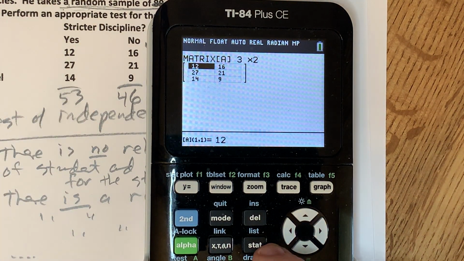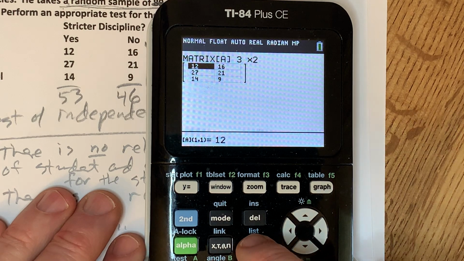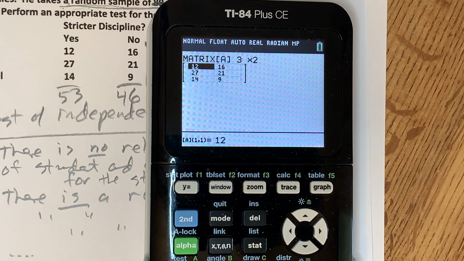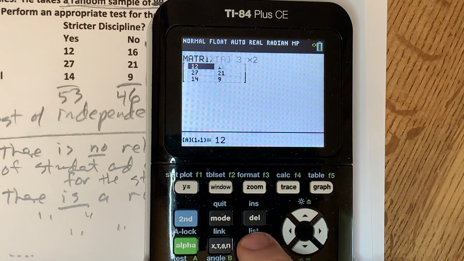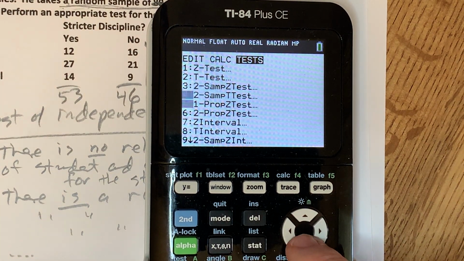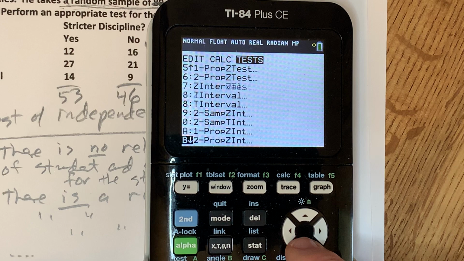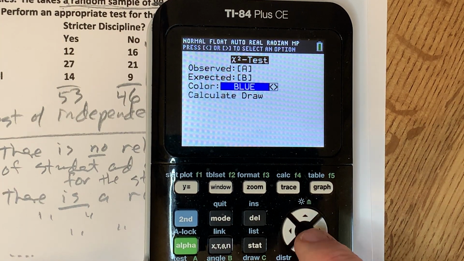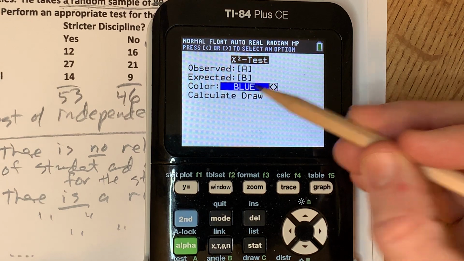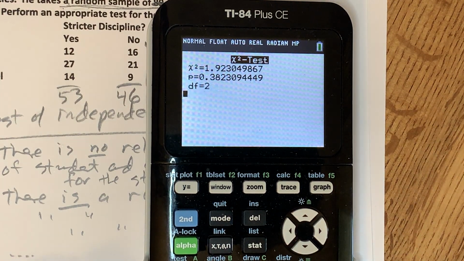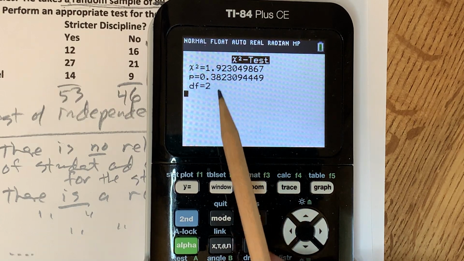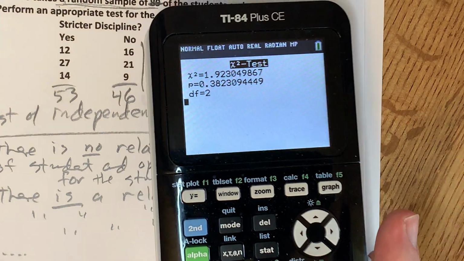Okay, and now I'll do my chi-square test. Once again, it's going to calculate the expected counts for me, which you're expected to write down. So I go stat, test, and scroll all the way down to chi-square test, A and B. It's going to store the expected in B, and I go calculate. And there is my test statistic, my p-value, my degrees of freedom.